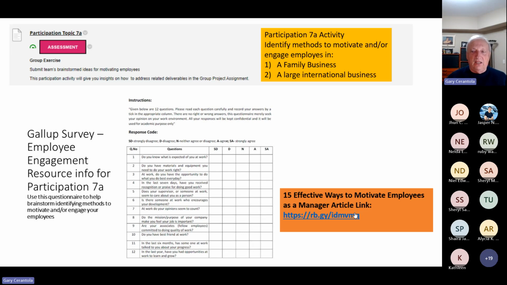And then now you can take the information that you can glean from this chart and the information you can glean from the article and actually answer these questions for a family business and a large international business. So that's where that is for that participation activity.